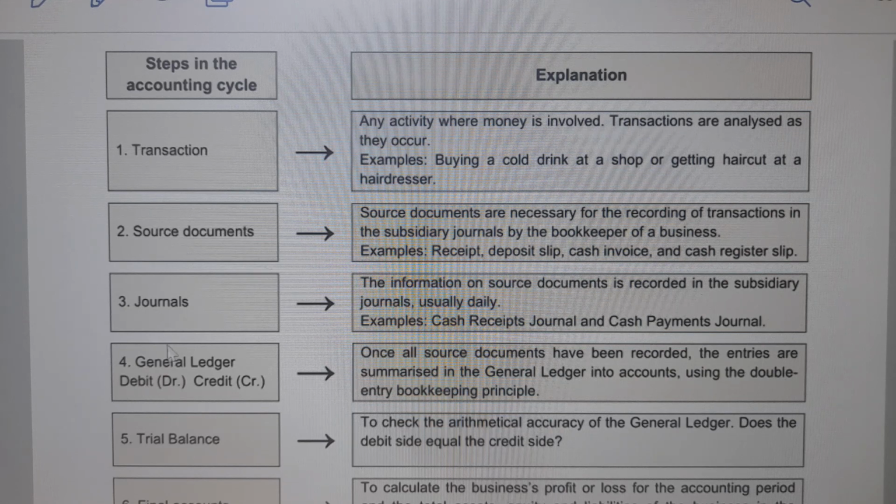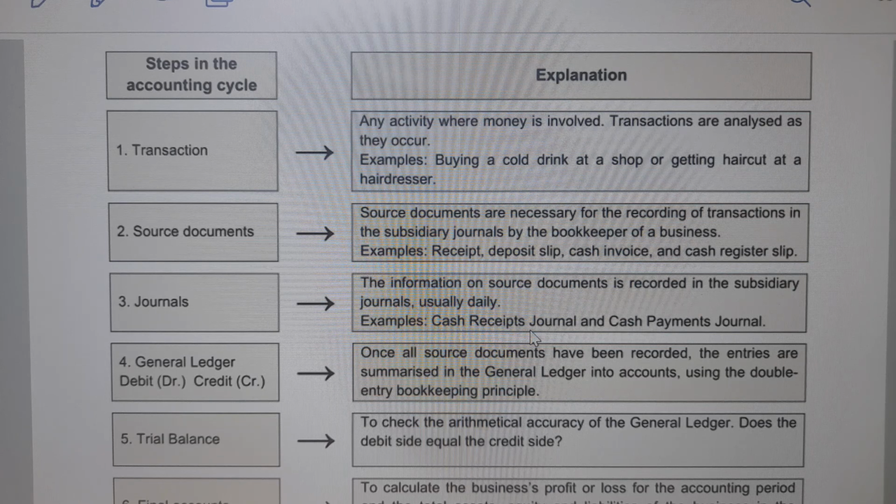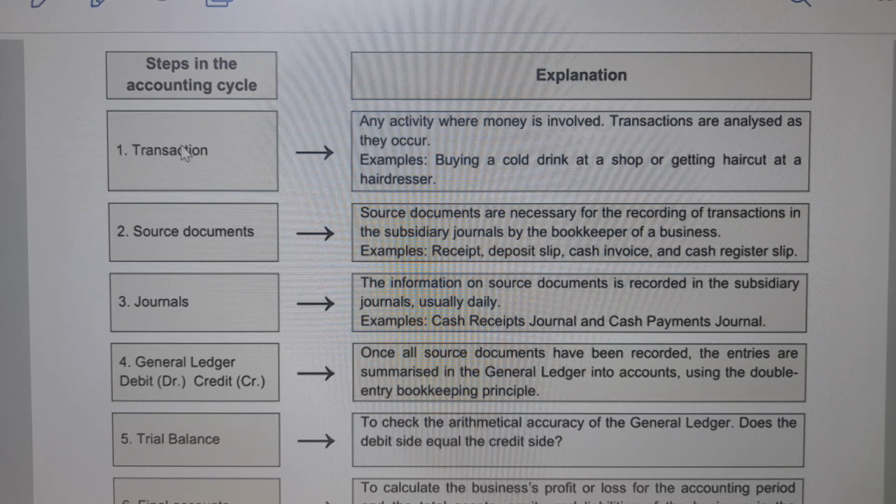And step number 4 is the general ledger. Okay, before I go to step number 4, we have covered everything up to step number 3 so far. But step number 3, remember, is divided into the CRJ and the CPJ, right? In term number 2, we covered the CRJ, the cash receipt journal. And now in term 3, we will cover the CPJ, the cash payment journal. So we are here almost in step number 3.